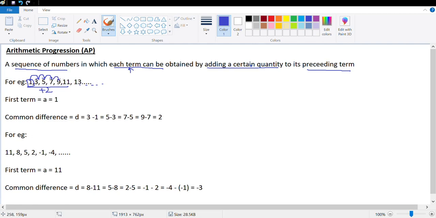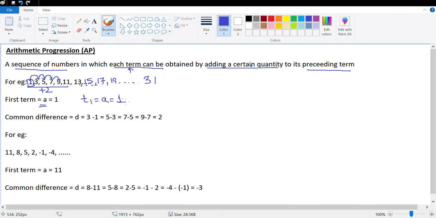So that's how I can calculate that the next term will be 15, next term will be 17, next term will be 19, and so on. And since this is going on forever, this is basically an infinite AP. We can also have a finite AP. Let's say the last term here is 31. The first term is denoted by the letter A. So term 1 is equal to A, in this case 1.